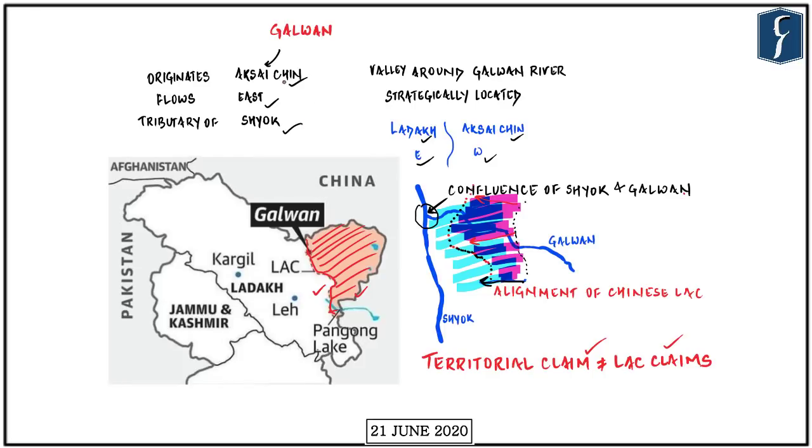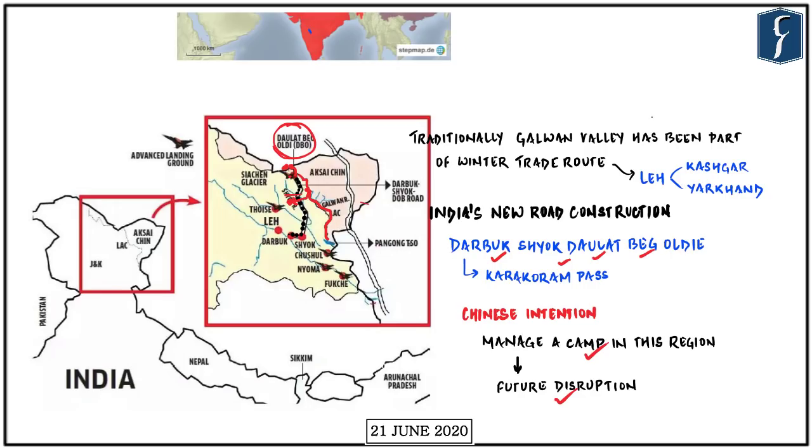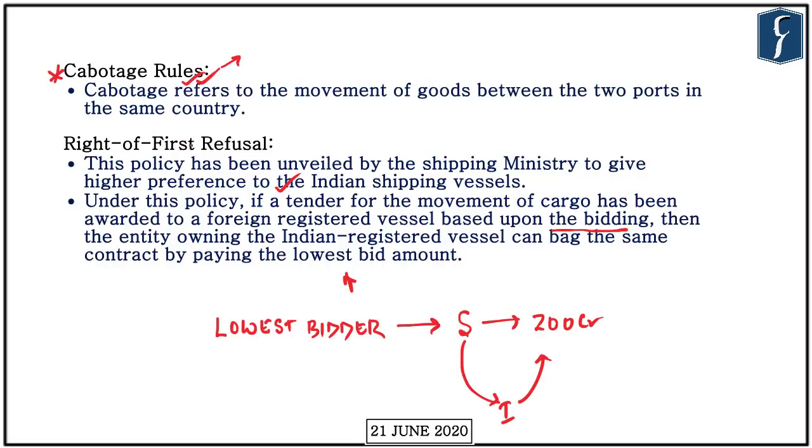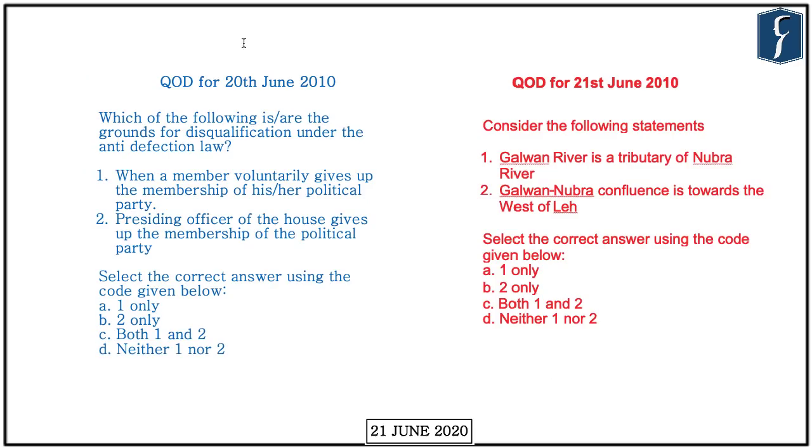From the perspective of the prelims examination, the location of the Galwan River, its origination point, its flow pattern, as well as which river it is a tributary of, is important. And all these things are written over here. Also important is to remember the Darbuk-Shyok-Daulat Beg Oldie Road and how it is interfering with the plans China has for this region. The locations of Leh, Darbuk, Shyok, Galwan, Daulat Beg Oldie and Karakoram Pass all become very important. And finally, terms related to shipping like flagging, cabotage and right of first refusal are important.